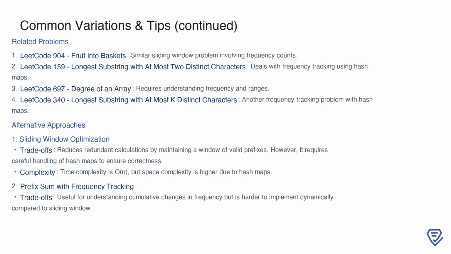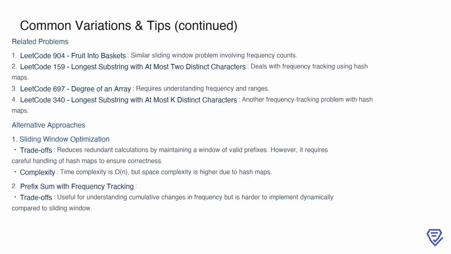This problem also shares similarities with other problems that might help you build intuition. For example, LeetCode 904, Fruit into Baskets, involves a sliding window technique and frequency counts. Similarly, LeetCode 159, Longest Substring with At Most 2 Distinct Characters, uses hash maps to track frequencies, which is a valuable skill for this problem. LeetCode 697, Degree of an Array, focuses on frequency and ranges, while LeetCode 340, Longest Substring with At Most K Distinct Characters, is another frequency tracking challenge involving hash maps. Exploring these problems can deepen your understanding of related patterns.